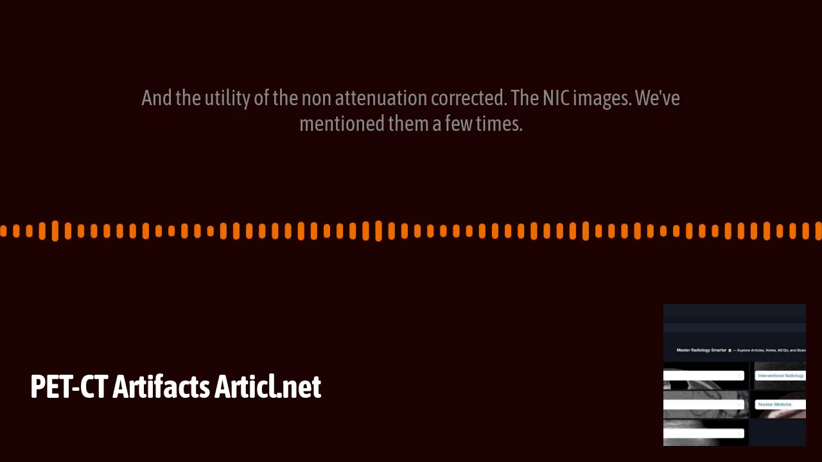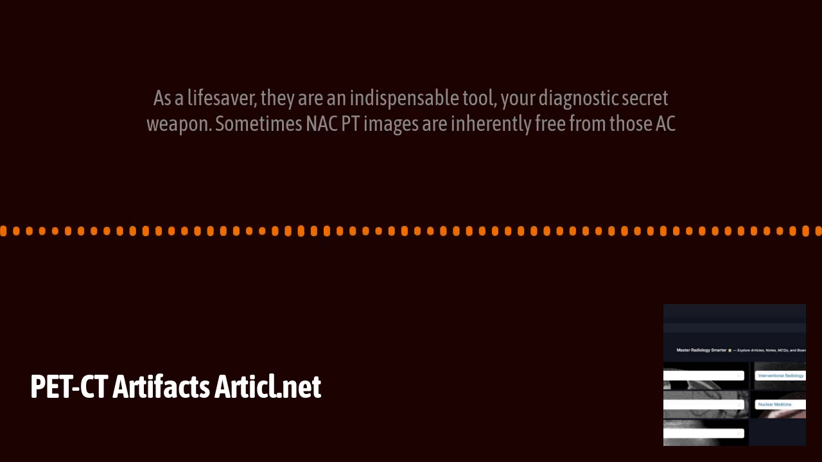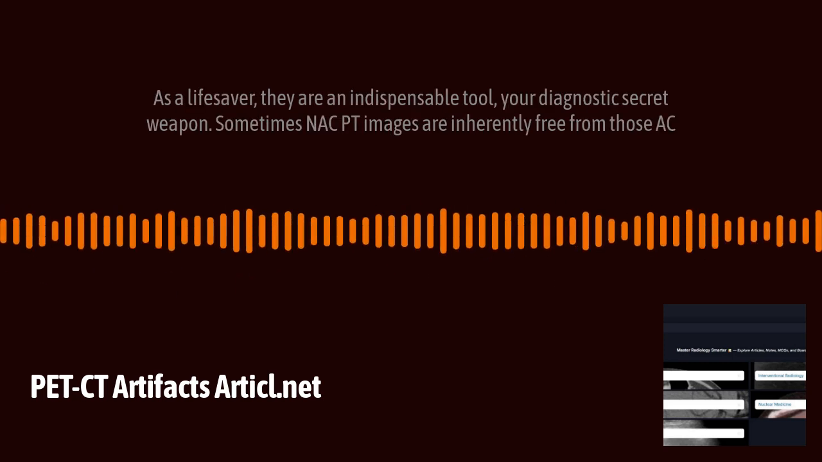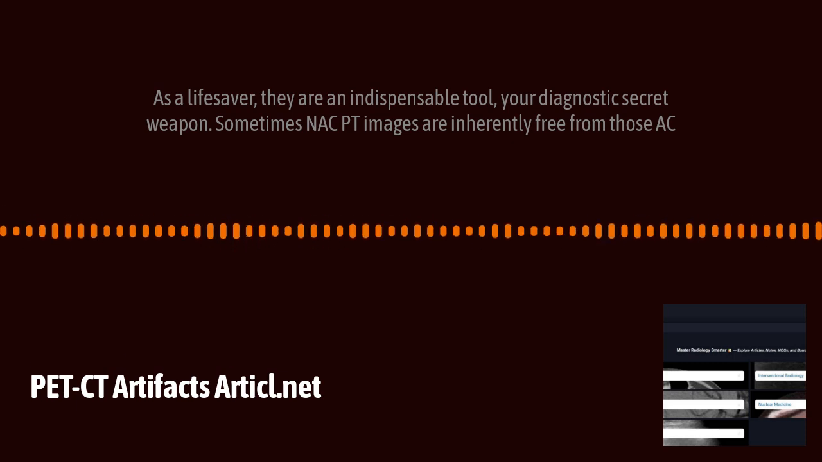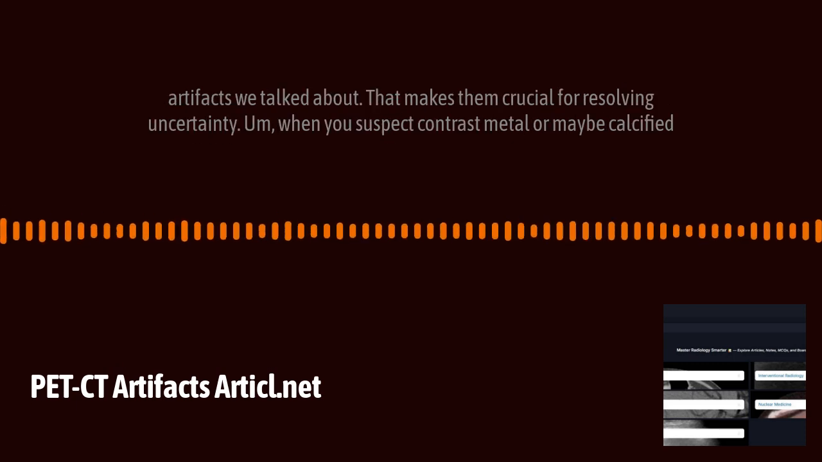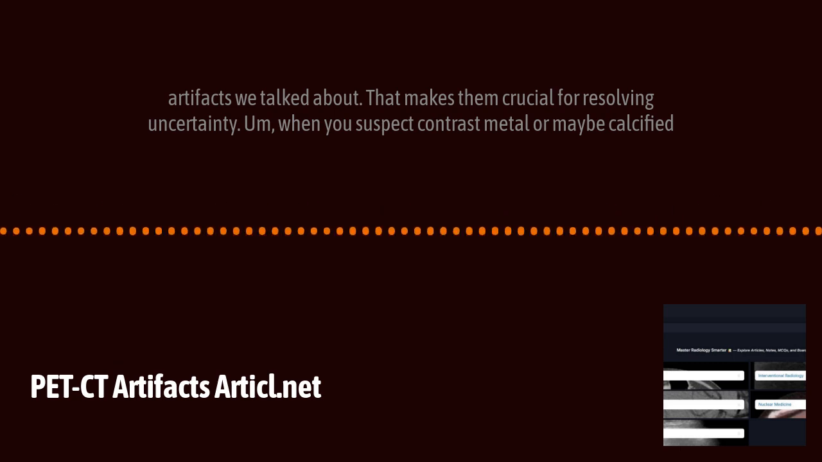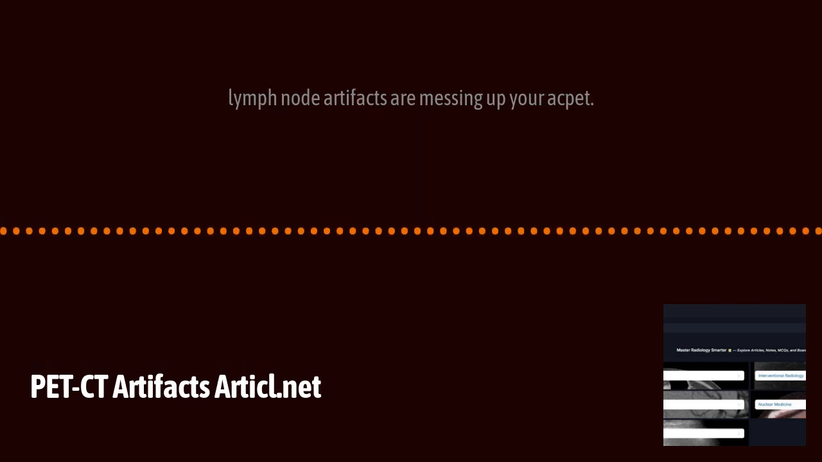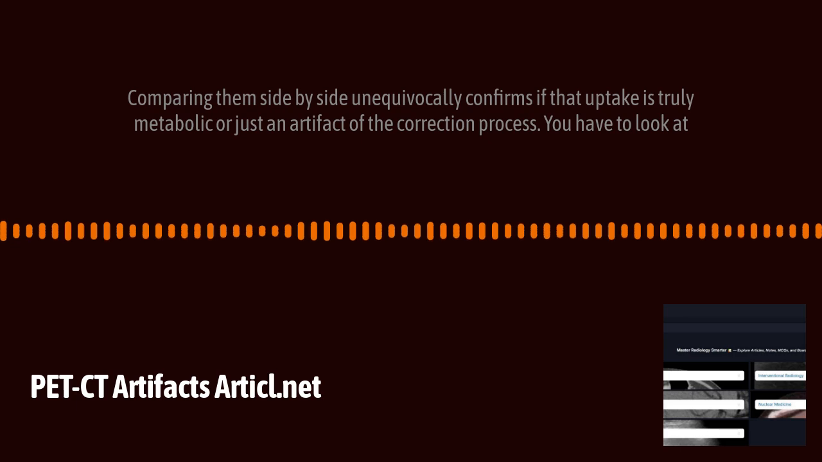And the utility of the non-attenuation corrected, the NAC images. We've mentioned them a few times as a lifesaver. They are an indispensable tool, your diagnostic secret weapon sometimes. NAC PET images are inherently free from those AC artifacts we talked about. That makes them crucial for resolving uncertainty when you suspect contrast, metal, or maybe calcified lymph node artifacts are messing up your AC PET. So comparing AC and NAC confirms it. Comparing them side by side unequivocally confirms if that uptake is truly metabolic or just an artifact of the correction process. You have to look at them.